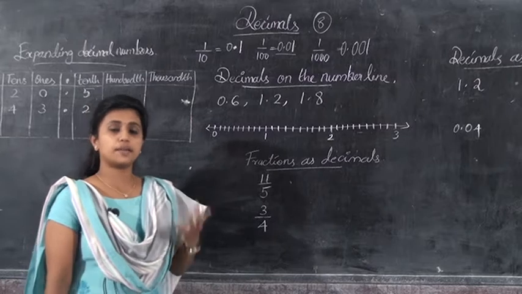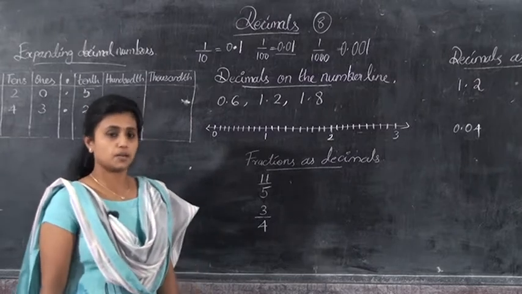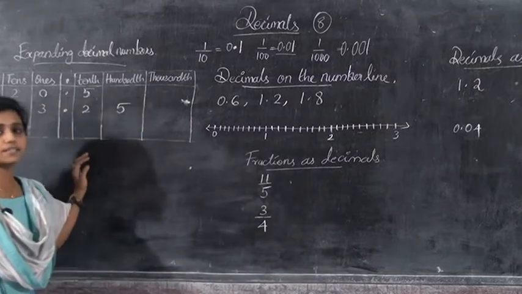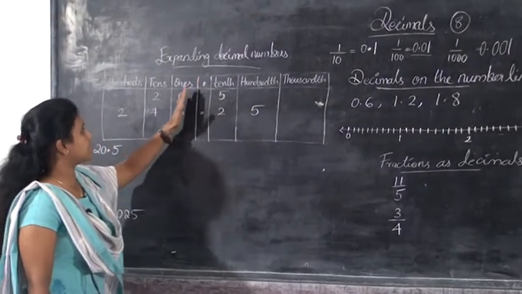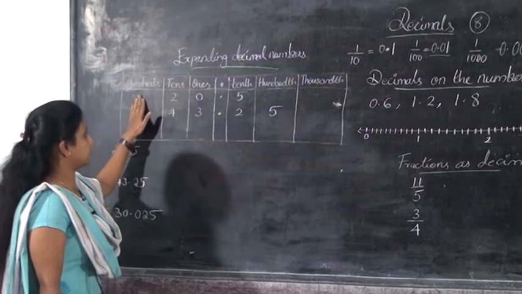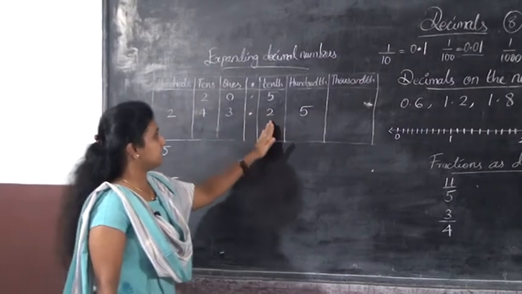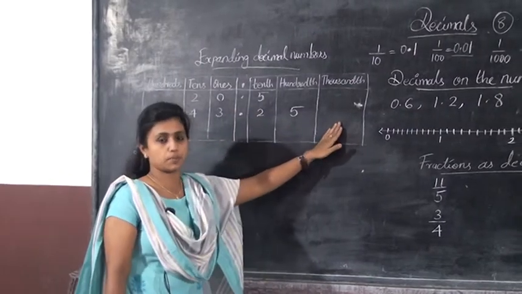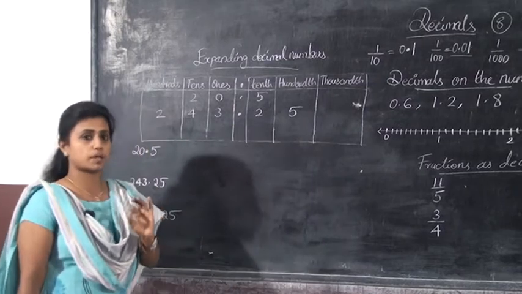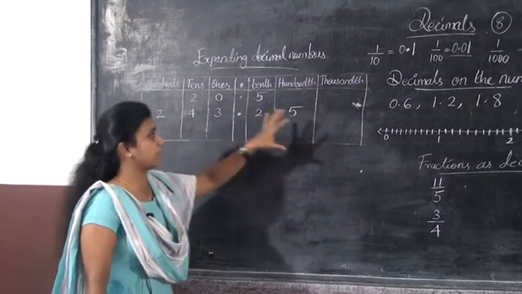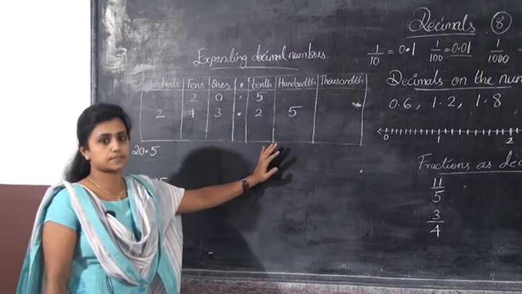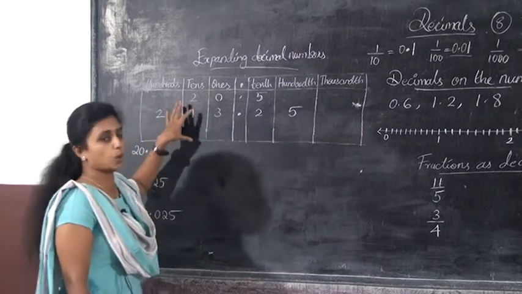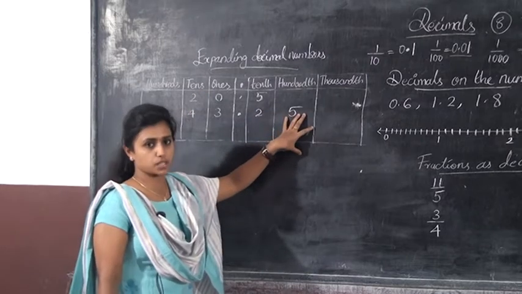Now, how will you expand decimal numbers? Look at here. Here you can see a place value chart. From the left of the point you can see ones, tens, hundreds, and to the right it is tenths, hundredths, thousandths. A decimal number has two parts: this one is the whole number part and this one is the fractional part.